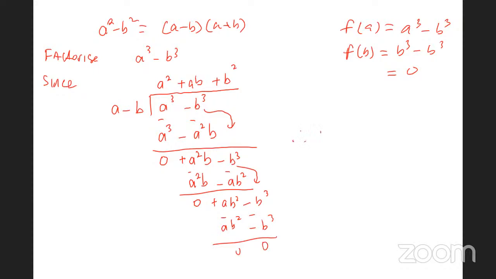So therefore, if I ask you to factorize a cube minus b cube, the answer is a minus b by a squared plus ab plus b squared.